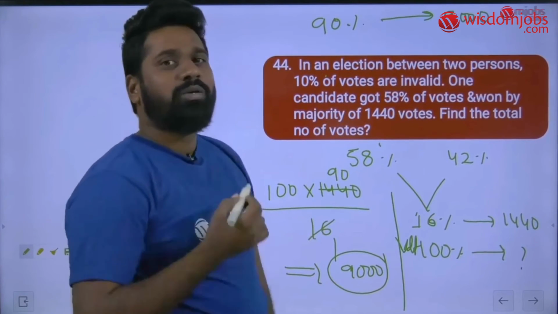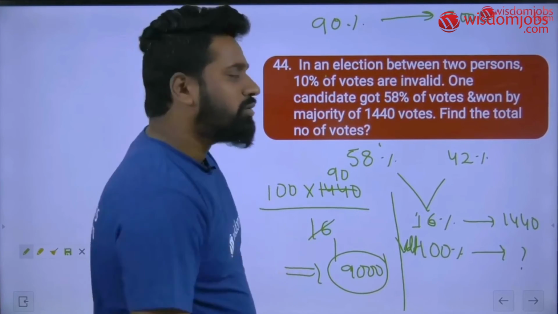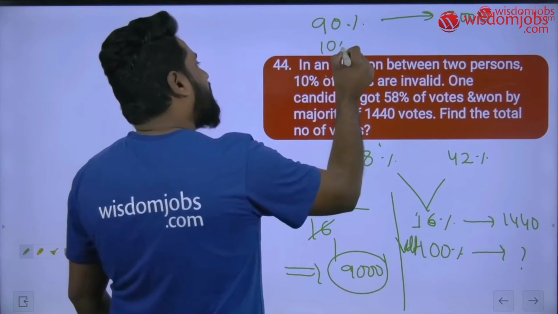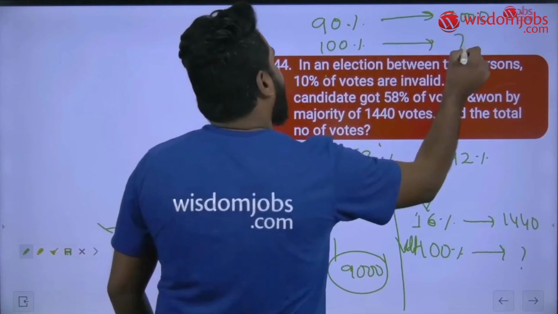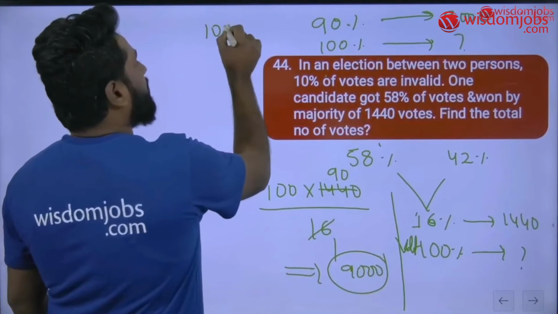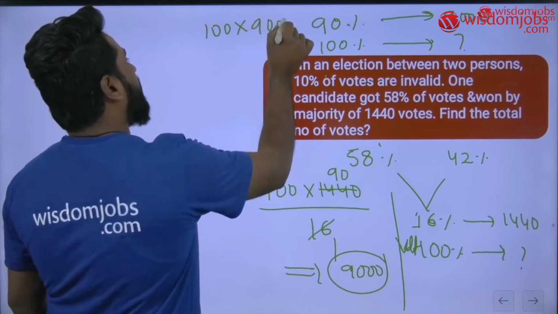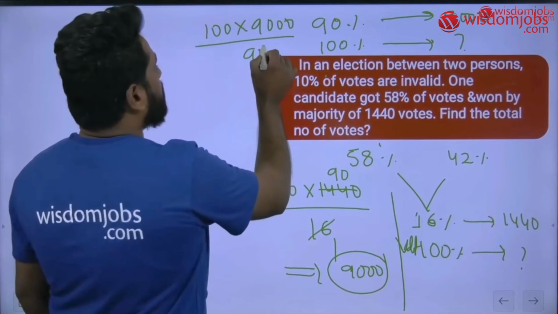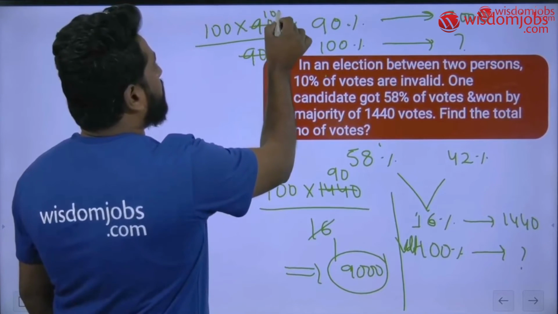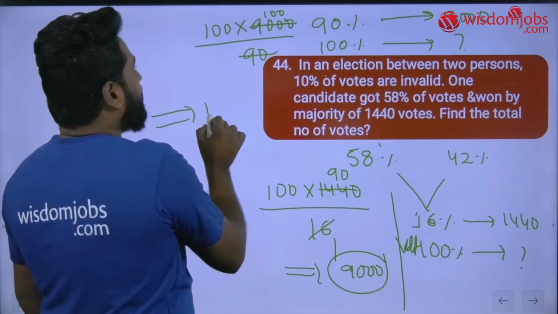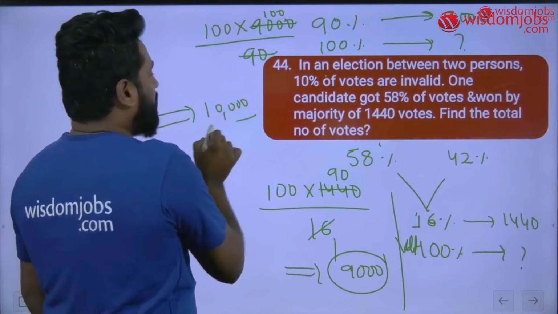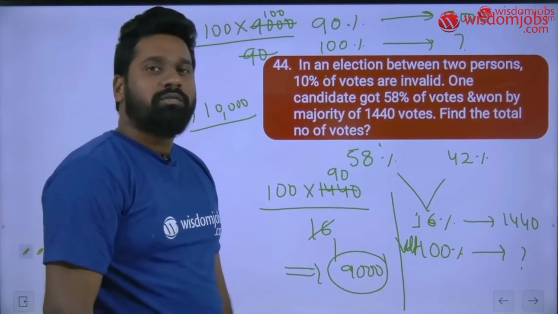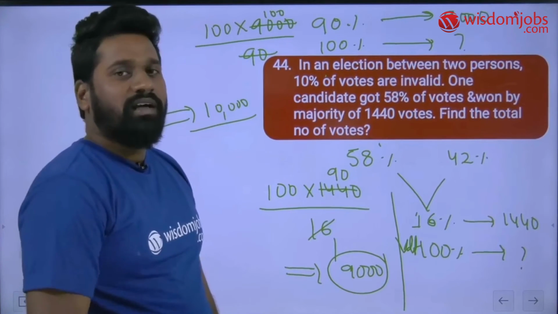Now you have to find the total number of votes polled. Total number of votes polled means again you have to find 100%. So it becomes 100 into 9,000 by 90. So 90 goes into 9,000 a hundred times, and our answer becomes 10,000. This is the total number of votes polled in the election.